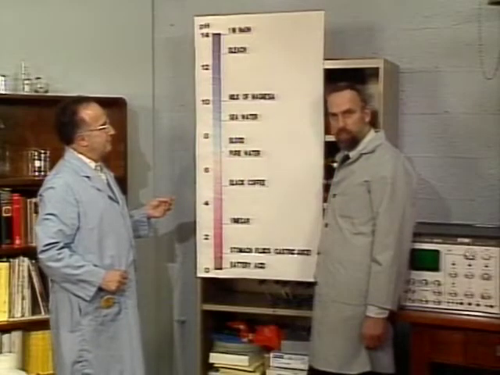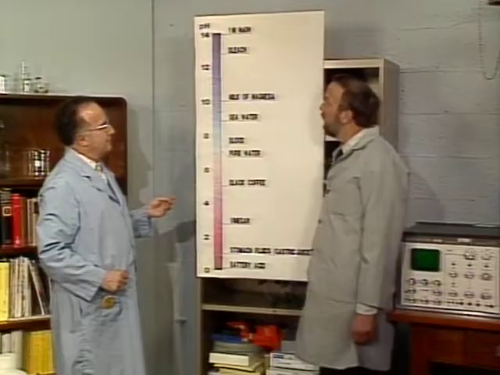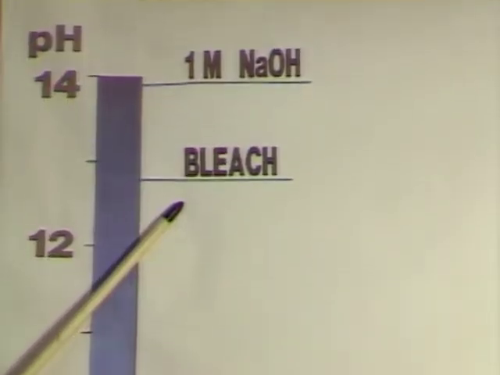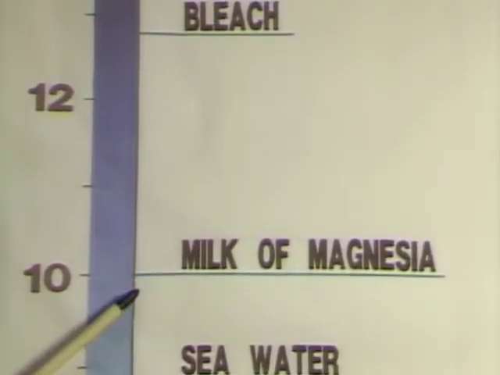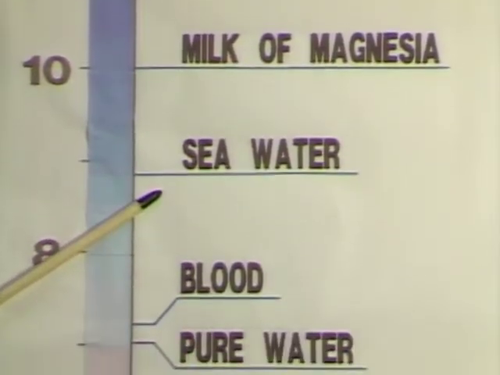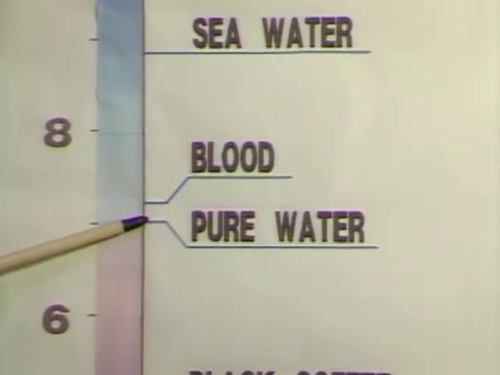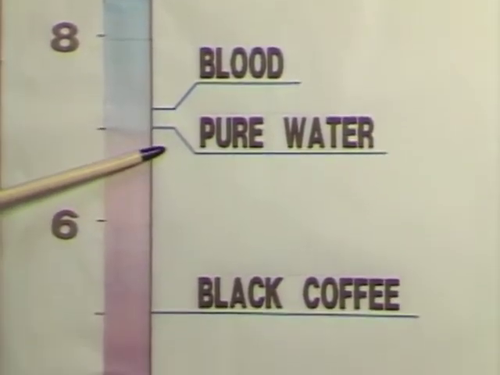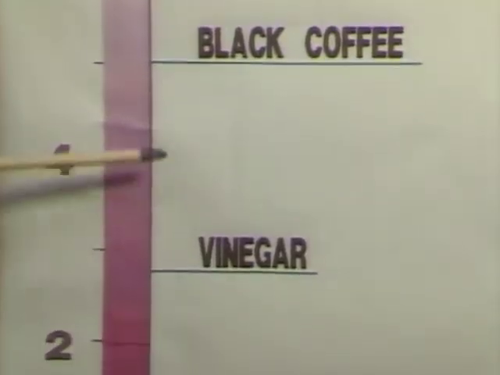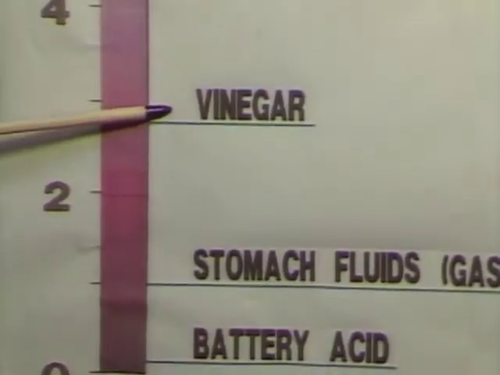Here we have a chart that shows the pH scale. As my laboratory assistant will point out, the pH of bleach is just under 13. The pH of milk of magnesia is just above 10. Seawater is just below 9. Blood is right at 7.4. And pure water is 7.0. Black coffee, about 5. Vinegar, just under 3.